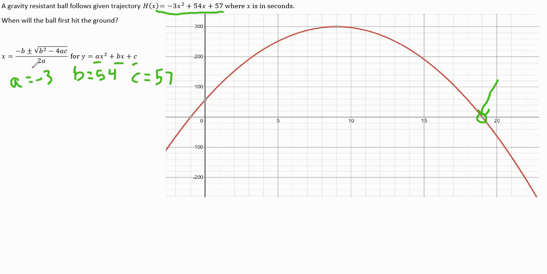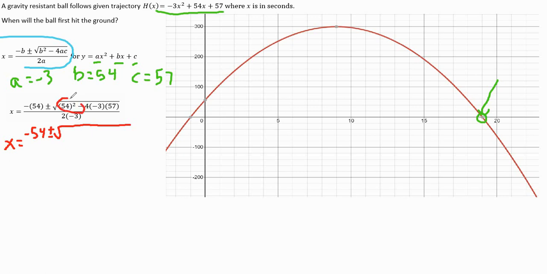And next, once we have the A, B, and C identified, we just put the A, B, and C into the quadratic formula, which is right here. And we want to be careful when we do this step by step. So this is just the negative 54. Just put that on the top.